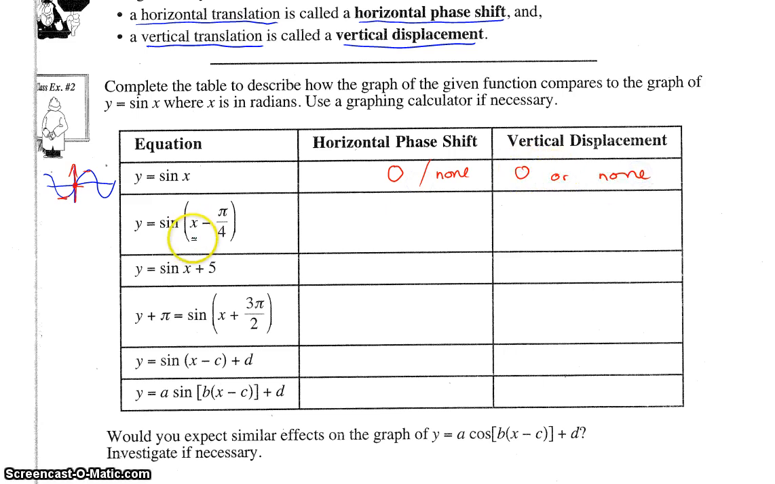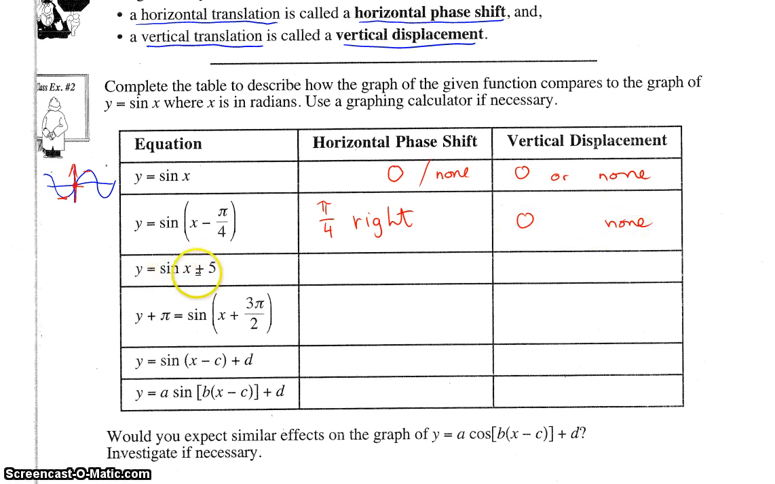Okay, now let's look at the equation. We have replaced x with x minus pi over 4, so think transformations. That should be pi over 4 to the right. Okay, is there any vertical displacement? No, there's nothing being added at the end or over with the y, so again 0 or none, either one.